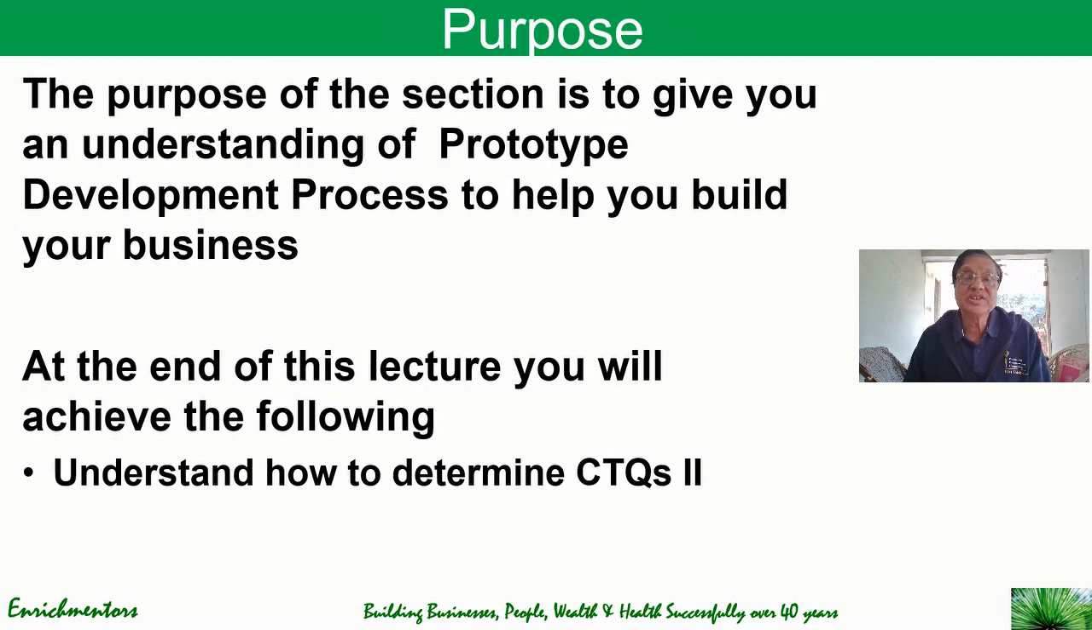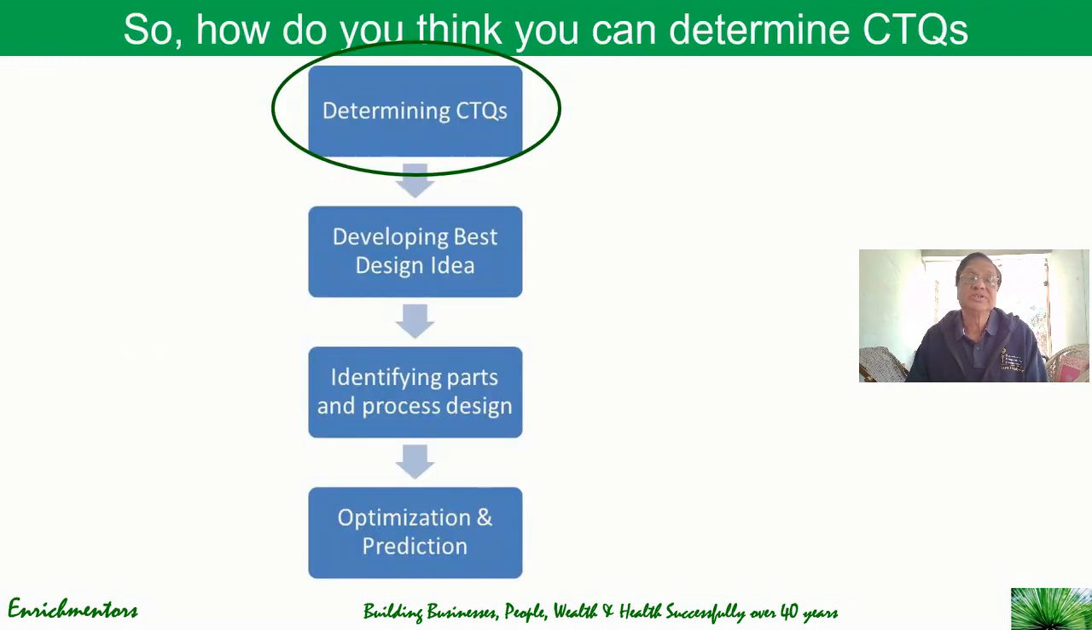So, in this section, we have been aiming to give you a good understanding of the prototype development process, and in particular in this lecture, we will talk about how you can determine CTQs. In the last lecture, we talked about what a CTQ is, and in this one, we will give you some idea of how to determine the CTQs. Right. So, how do you think you can determine CTQs? Any ideas, any thoughts that you have? You know what a CTQ is, so how can you go about determining CTQs?